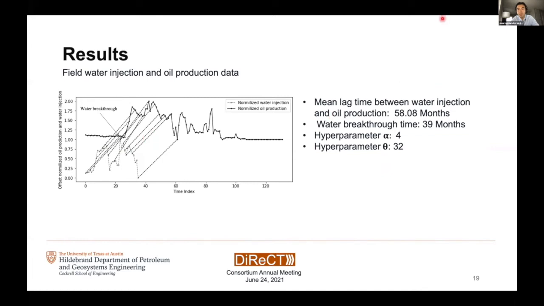And here, using this optimal warping path, we can make an estimation of the mean lag time between the two time series, between the water injection and oil production, to be around 58 months. And we also can estimate what was the water breakthrough time. We can just estimate the water breakthrough time around this point here.